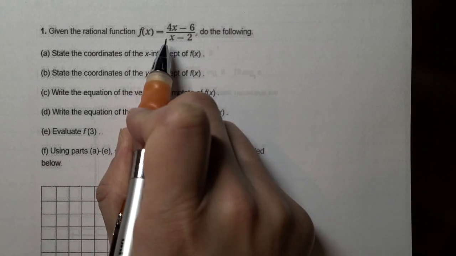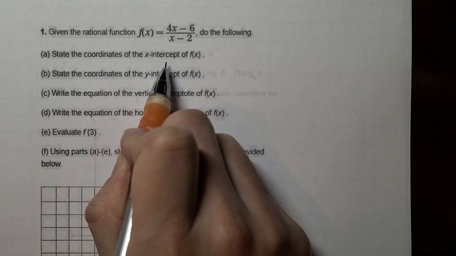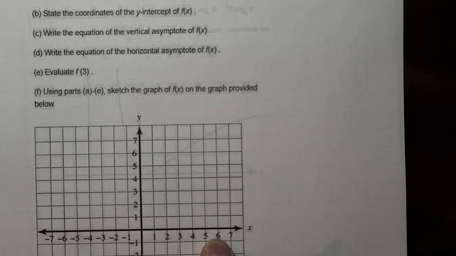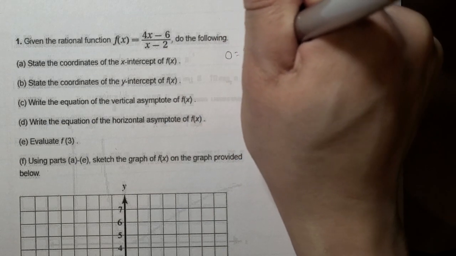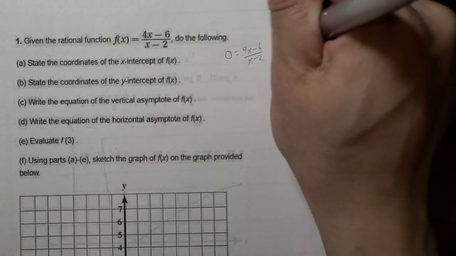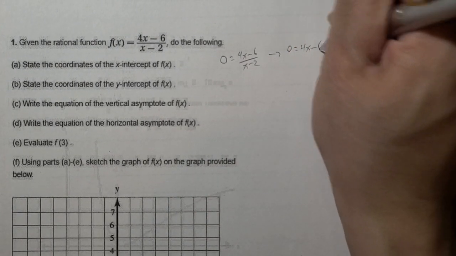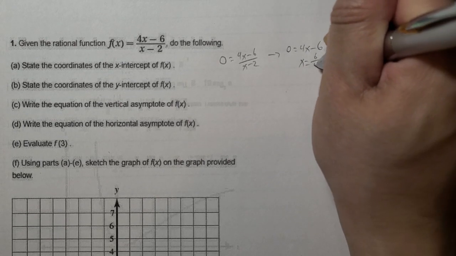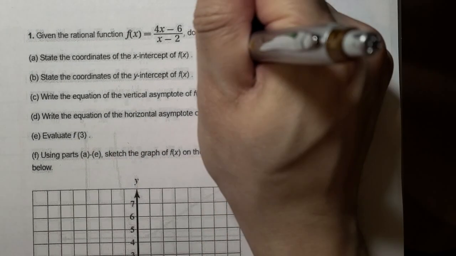So we're given this rational function, 4x minus 6 over x minus 2. State the coordinate of the x-intercept. Okay, so x-intercept is when it lies on the x-axis, meaning y equals 0. So let's set this equal to 0. 0 is equal to 4x minus 6 over x minus 2, which means we multiply x minus 2 on both sides. 0 is equal to 4x minus 6. So x is equal to, we add 6 and divide by 4, which is 3 over 2. So the x-intercept is 3 over 2, comma 0.